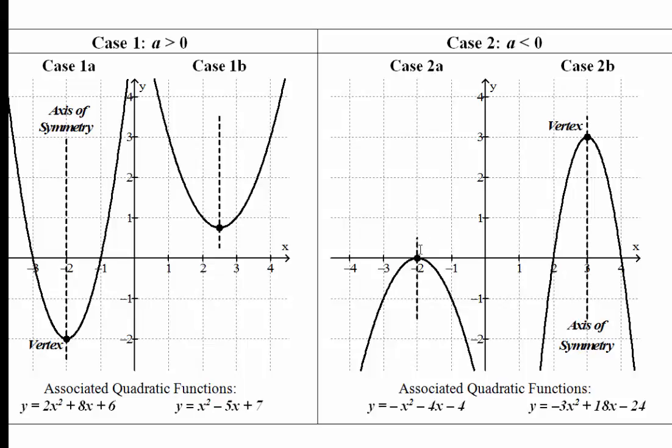If you look at case 2a, we have exactly 1 horizontal intercept. The parabola only intersects the horizontal axis 1 time. So when you're thinking about the parabola, how many horizontal intercepts can we have? The answer would be 0, as in case 1b. We could have 1 intercept, as found in case 2a, or we could have 2 intercepts, as found in case 1a and 2b.